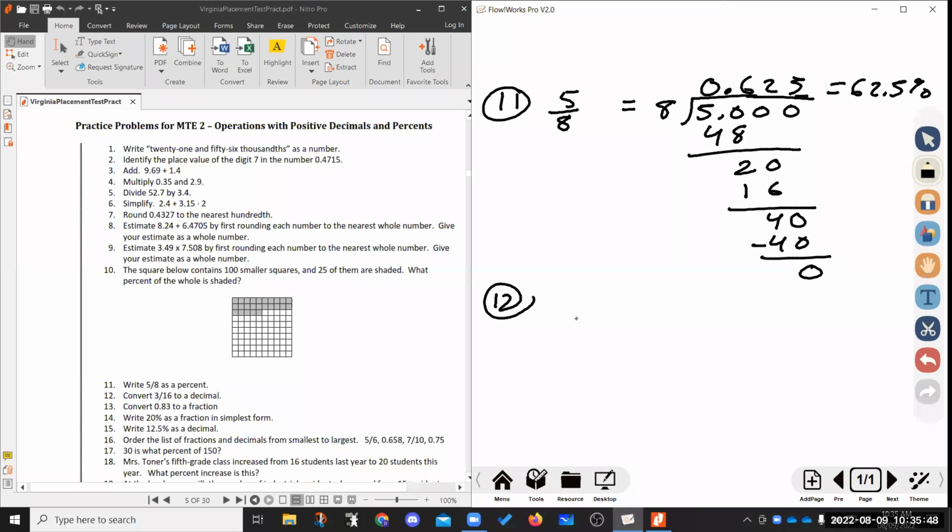12 asks me to convert 3/16 to a decimal.